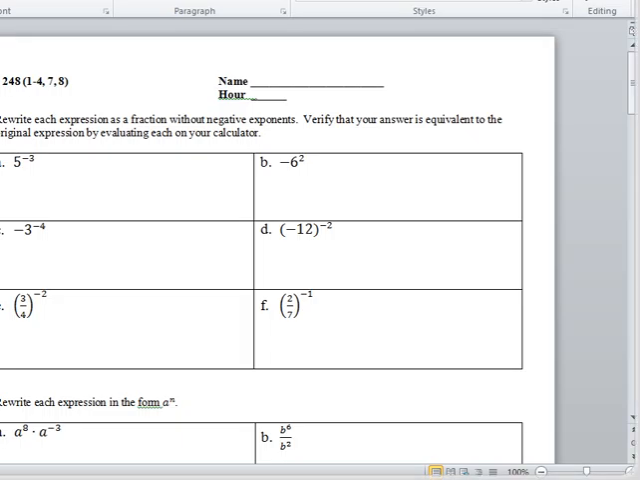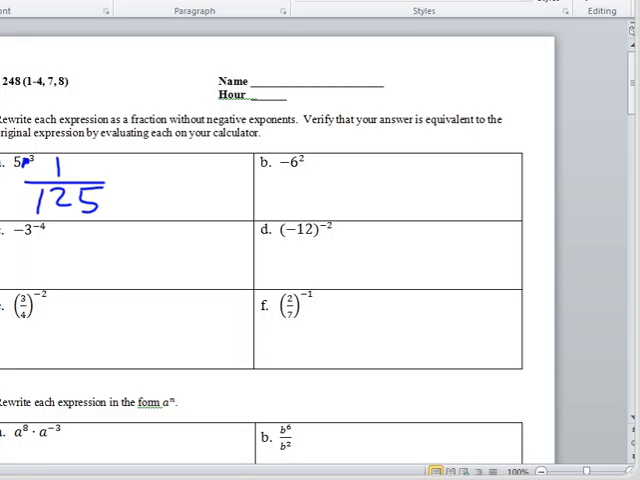So what is 5 to the negative third? I tried to teach you to ignore the negative to start with, and what's 5 to the third? 125. And then what does that negative really do to it? It makes it 1 over it. It flips it. There's your answer.